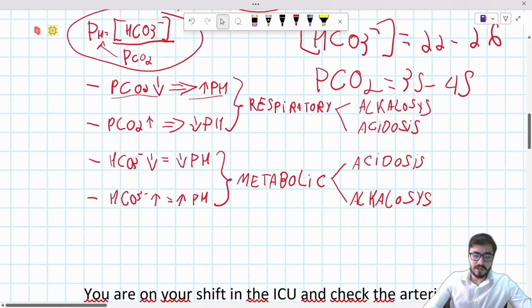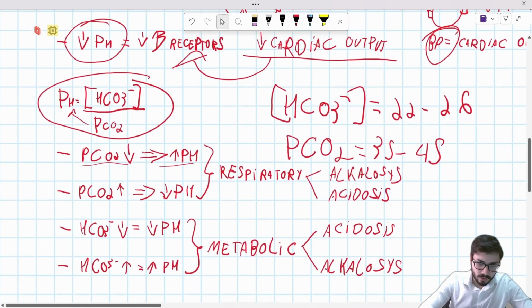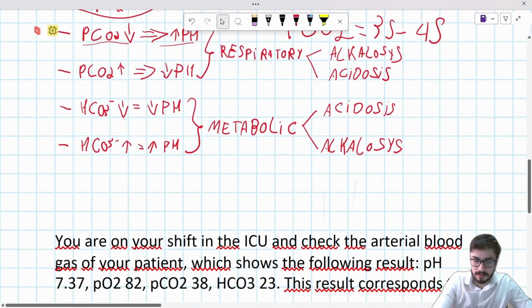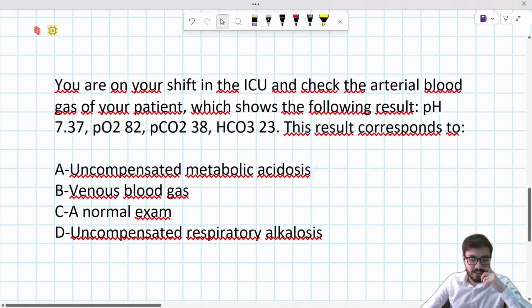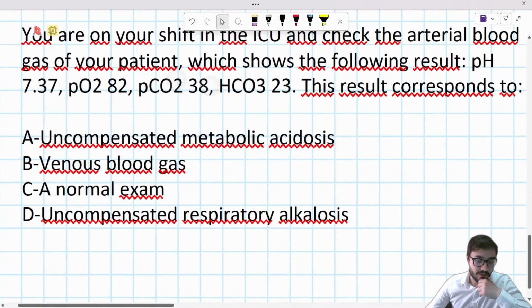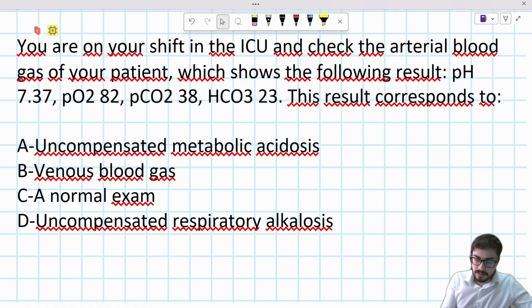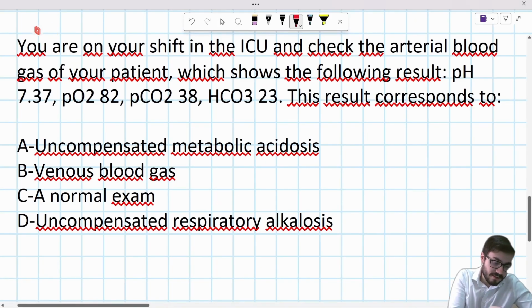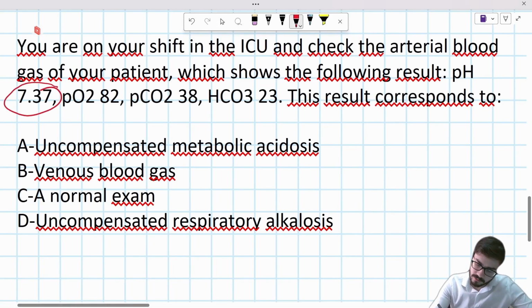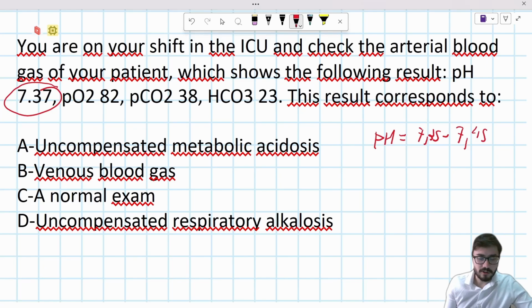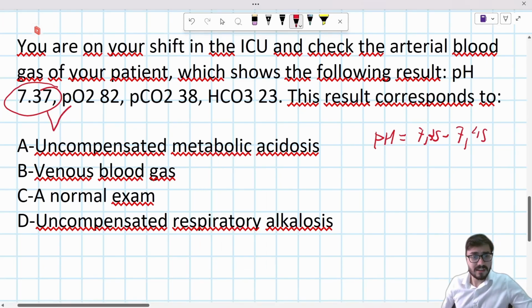Okay, guys, so let's make some questions that will give us a bit more practice, okay? You are on a shift in the ICU and check the arterial blood gas of your patient, which shows the following result. Okay, let's analyze the results. We have a pH of 7.37. The pH normal values go from 7.35 to 7.45. Okay, so this is normal pH. So there's no alkalosis, neither an acidosis.